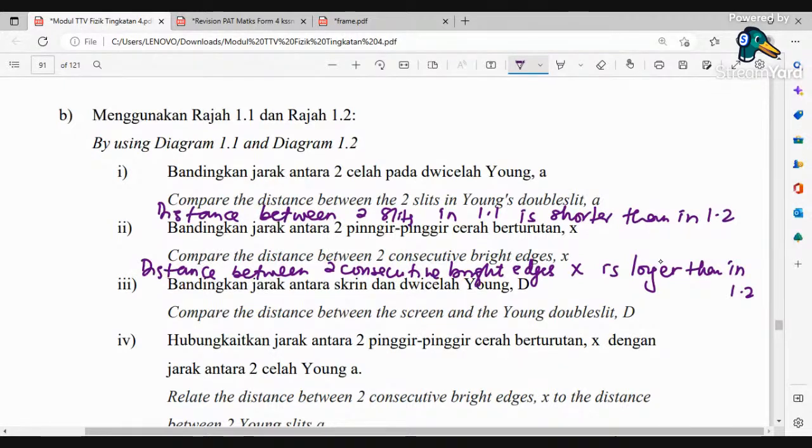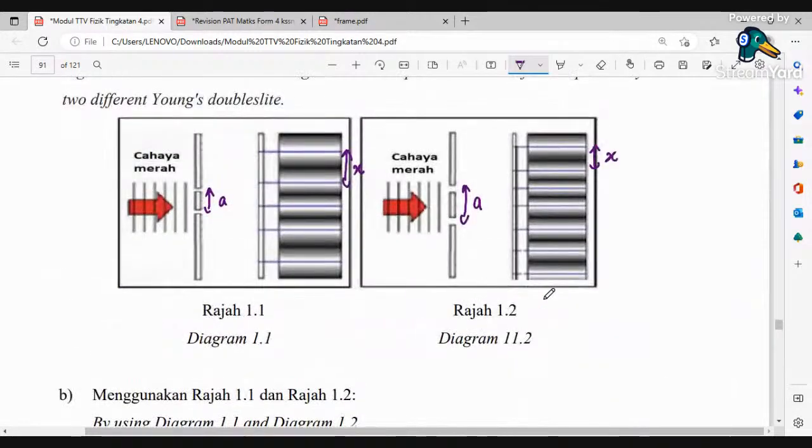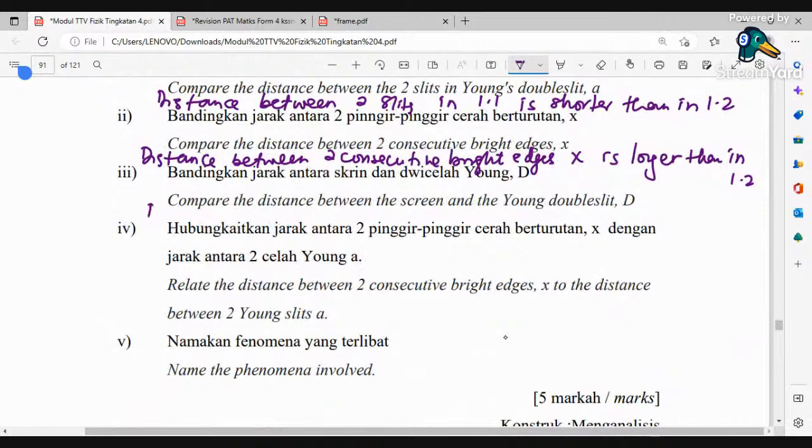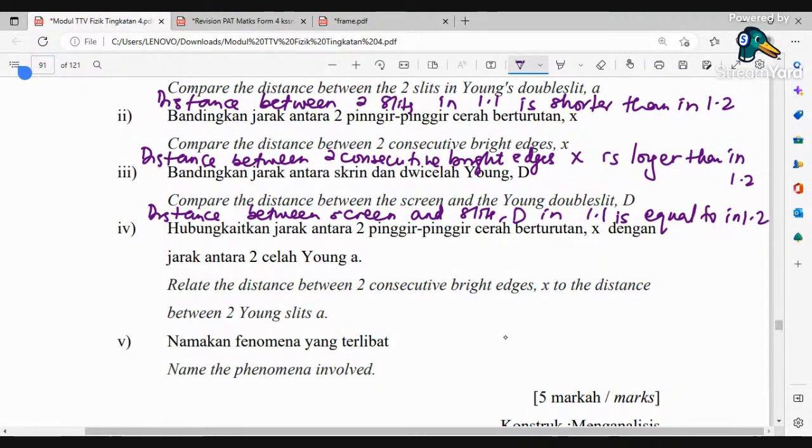But 3. Compare distance between screen and young double slit. Okay. Same. Okay. Distance between screen and slit D in 1.1 is equal to in 1.2 or same.